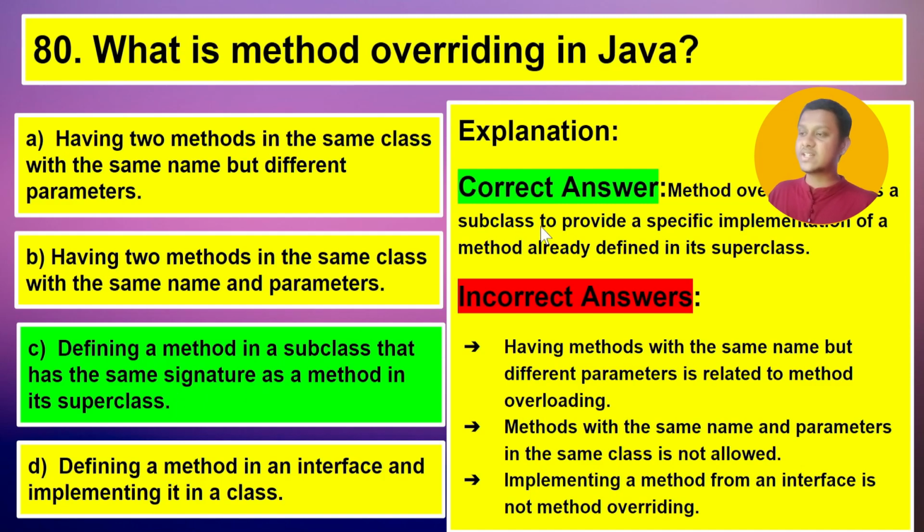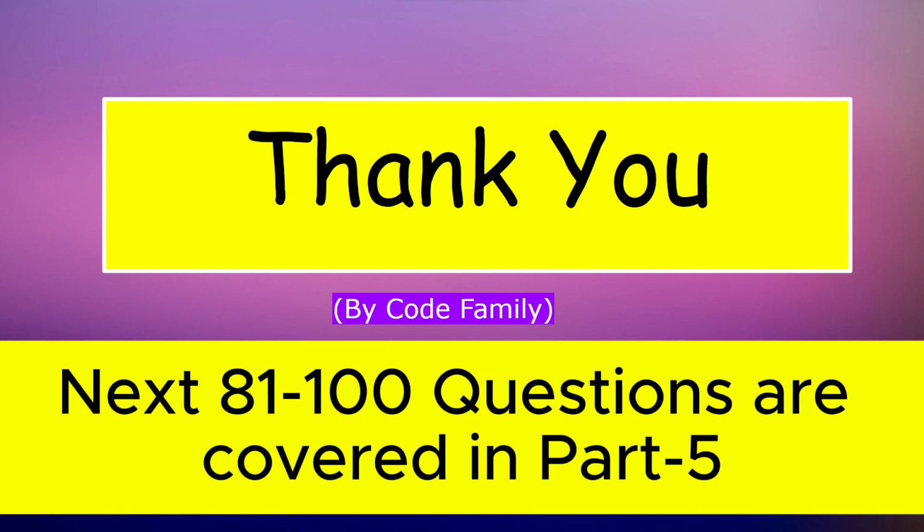In the explanation you can see method overriding allows a subclass to provide a specific implementation of a method which is already defined in its superclass. Other options are incorrect because having methods with the same name but different parameters is related to overloading. A method with the same name and parameters in the same class is actually not allowed, and implementing a method from an interface is not method overriding.